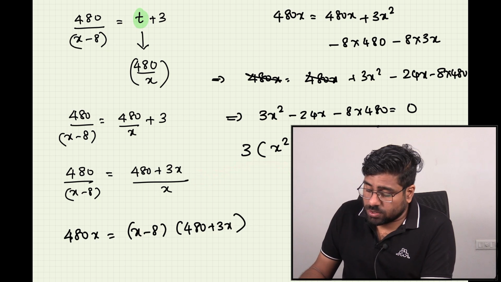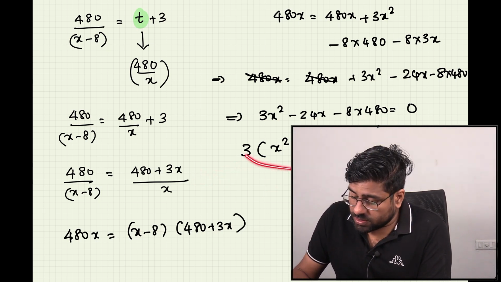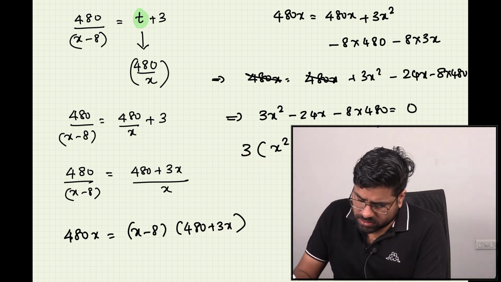Now this is going to be the equation, and I know that from this equation I can take 3 to this side, so that is going to be 0 by 3, which is equal to 0.